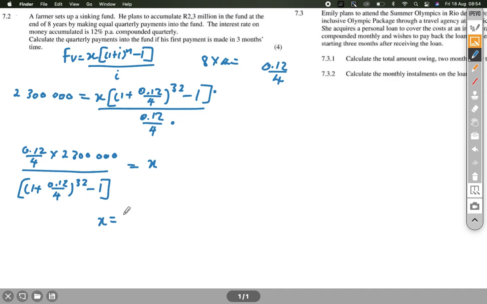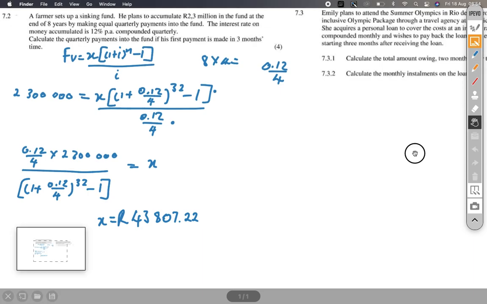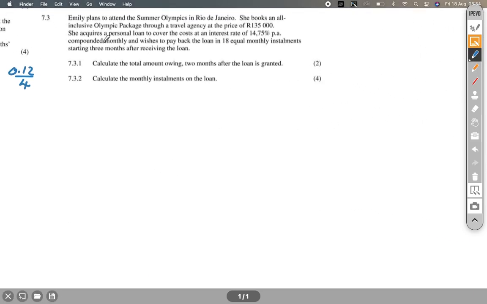And then we get that x is 43,807.22. Okay, now 7.3, Emily plans to attend the Summer Olympics in Rio de Janeiro.